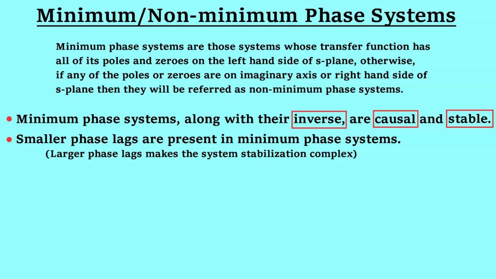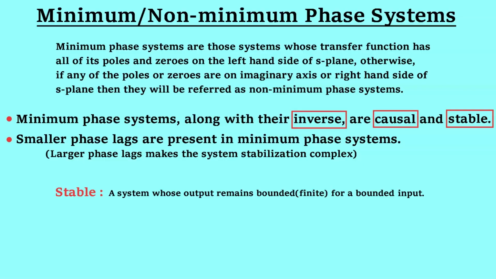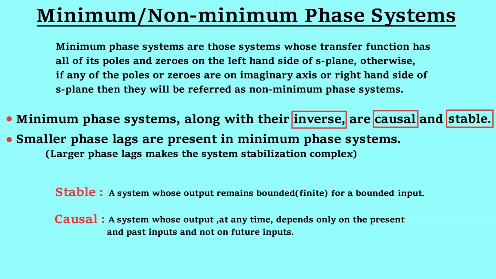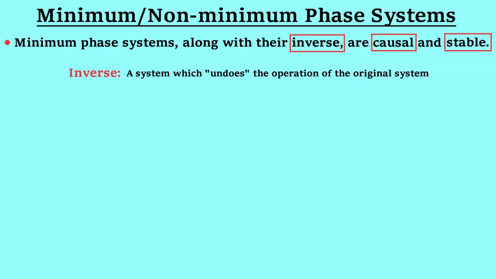Now, we have three new terms which are inverse, causal and stable. Here, we will be having a general definition of these terms only, as you are supposed to study these topics in great depth in signals and systems. Stable systems are those systems whose output remains bounded for a bounded input. In other words, if we load a stable system with limited input, it will produce a limited output only. Its behavior will not become excessively erratic or unpredictable. A causal system is a system whose output at any time depends only on the present and past inputs and not on future inputs. The third term is inverse.